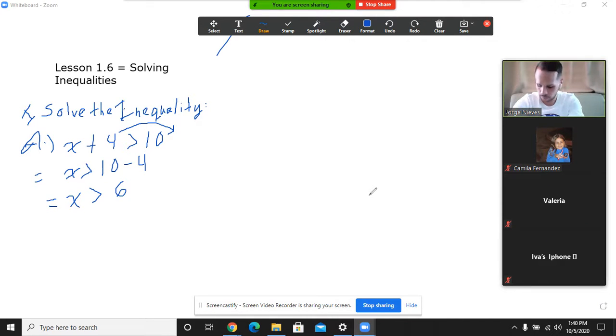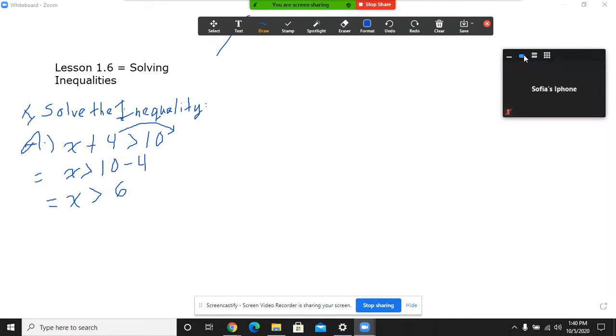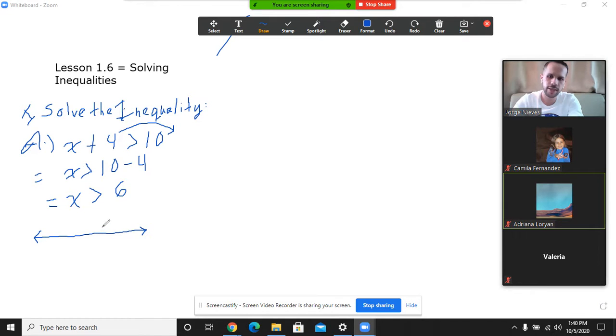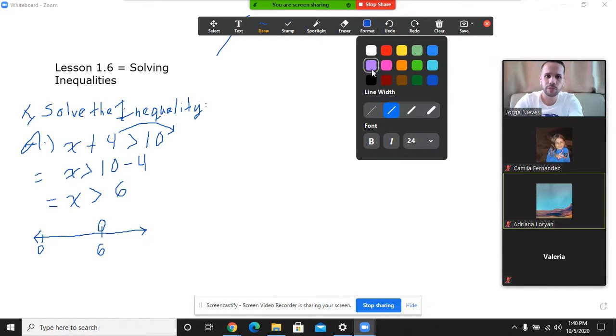¿Alguien se acuerda? Está bien, no te preocupes. Okay, how do I graph the inequality? Can someone tell me? Exacto. So it's going to be located on 6. But the question is, is 6 included? Adriana. It's not included, so it's going to be an open dot. I hope you remember this. No se olvide todo lo que vimos.